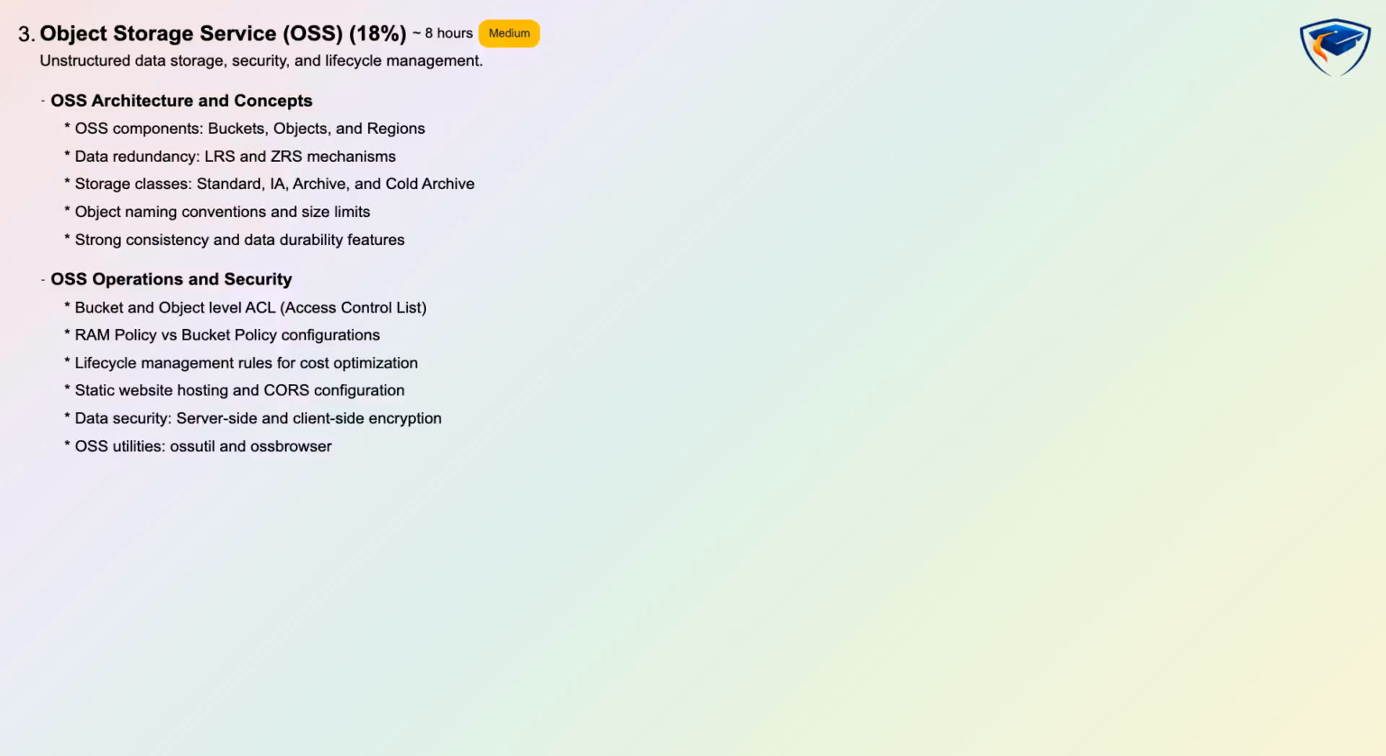Then, you'll learn about OSS operations and security, including bucket and object level ACL, RAM policy versus bucket policy configurations, lifecycle management rules, static website hosting and CORS configuration, data security, and OSS utilities.